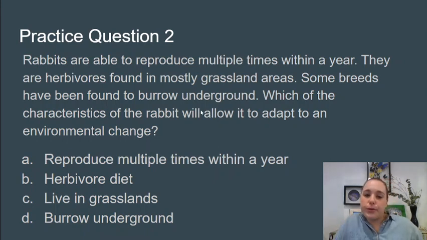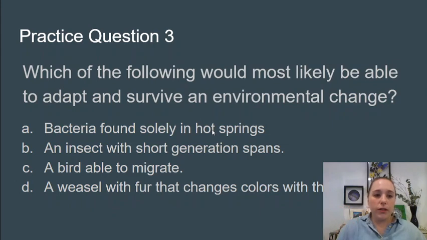And if you chose A, you are correct. The more we reproduce, the more likely we will adapt. Okay, question number 3. Which of the following would most likely be able to adapt and survive an environmental change? A, bacteria found solely in hot springs; B, an insect with a short generation span; C, a bird that's able to migrate; or D, a weasel with fur that changes colors with the seasons.